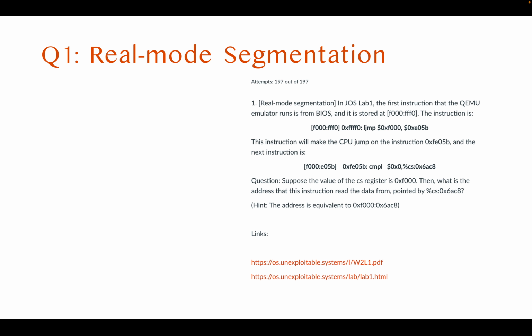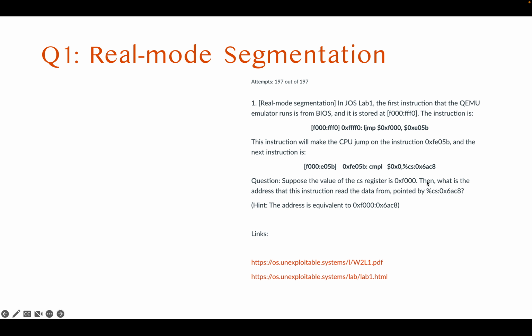And then let's go over each question. So question one is about real mode segmentation. The question says this is the first instruction of JOS, and the second instruction of JOS is this one. Because this long jump will change the CS register value to F000, we can assume that the CS register value is 0xF000, and the instruction is comparing 0 to the value in the memory pointed to by this address.